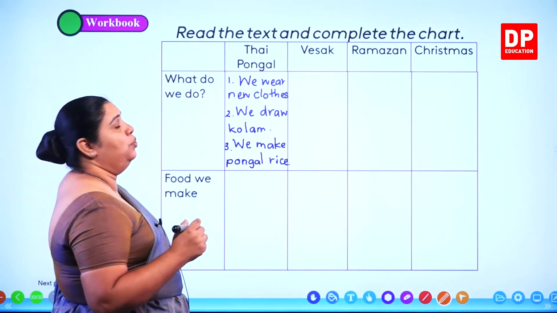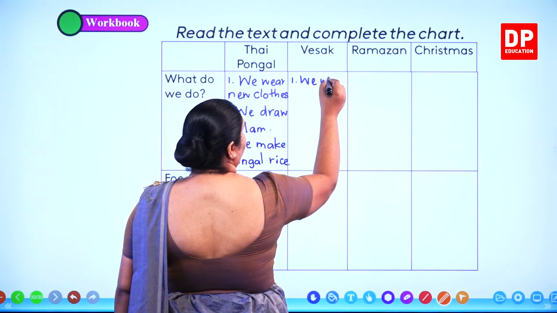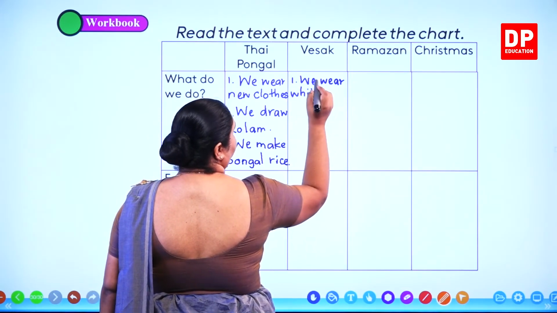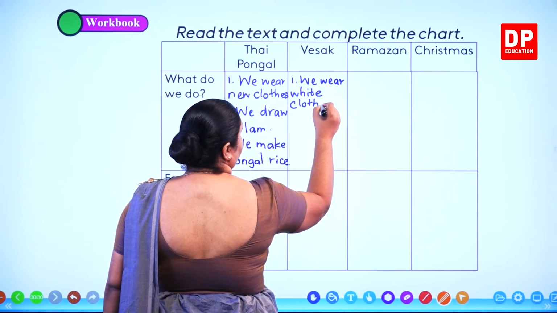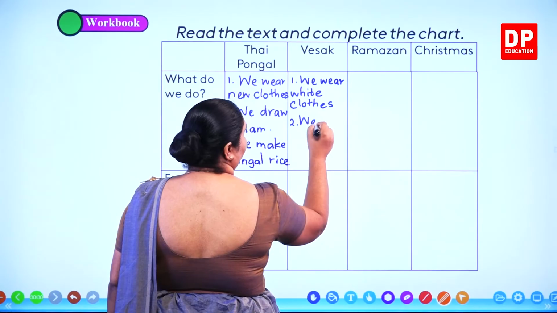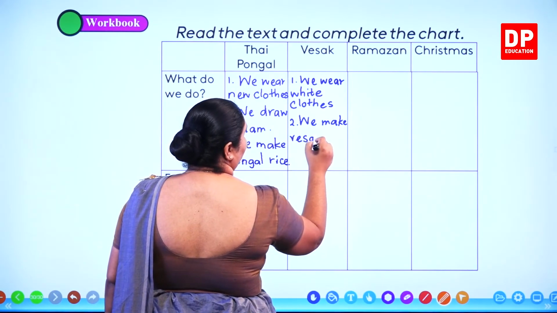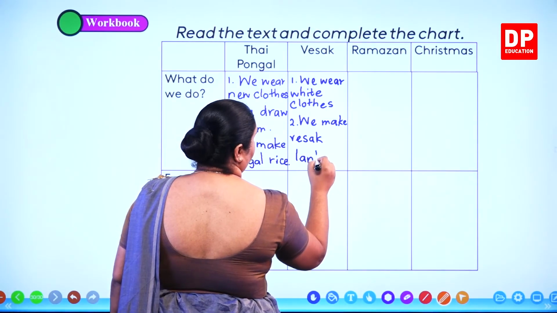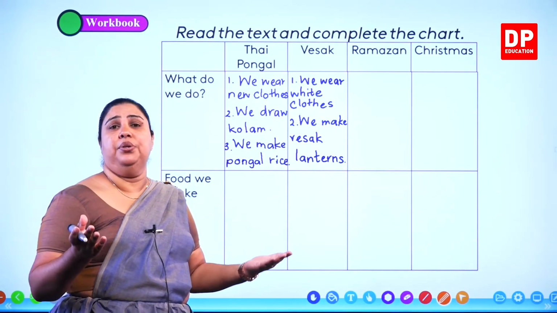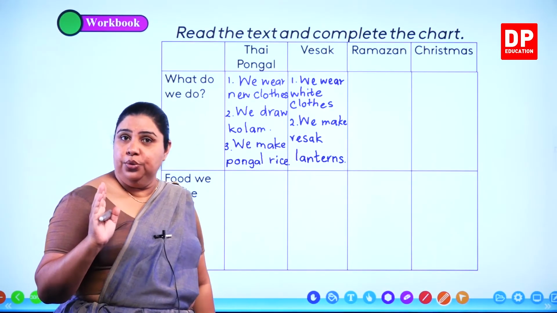So we will write, what do we do on Vesak Poya Day? We, number 1, you can say, we wear what? What color clothes? We wear white clothes. Right. Then you can say number 2, we make Vesak lanterns. That is something we all like to do. We make Vesak lanterns. And there are so many other things that you can say. We give alms, we organize dansal. You can write any of those things because there are so many things that you do on Vesak Poya Day.